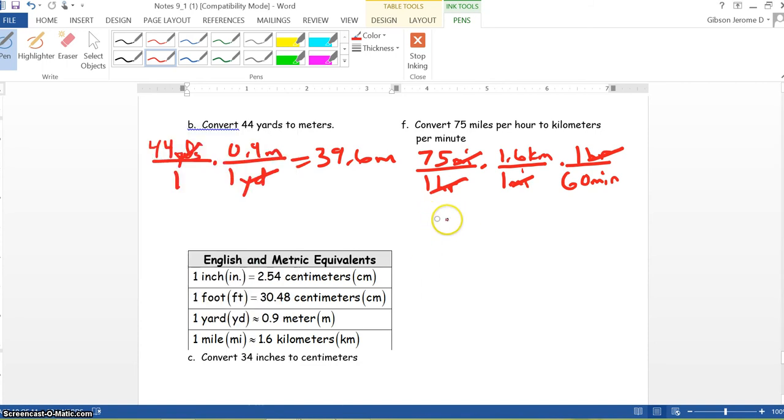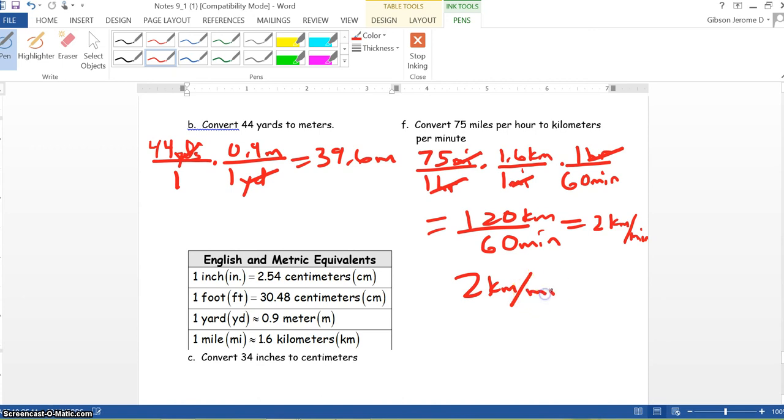and that will give us 120, divided by 1 times 1 is 1 times 60 is 60. So this will be 120 kilometers over 60 minutes. So we will have 120 divided by 60 minutes, so this will give us 2 kilometers per minute, because we know this divides and equals 2. So let me write it down here to be 2 kilometers per minute. So this is our final answer.